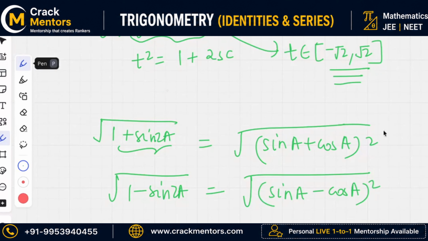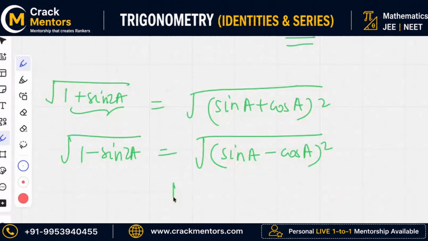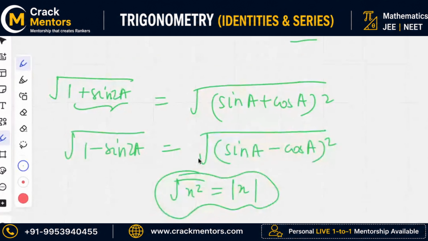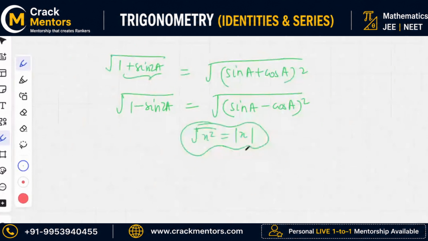The only thing to remember is when you remove the square root, you have to do what? Plus minus. No, you have to take mod. Square root of x square is, in a way, you can say plus minus that. Okay, you know this, right?